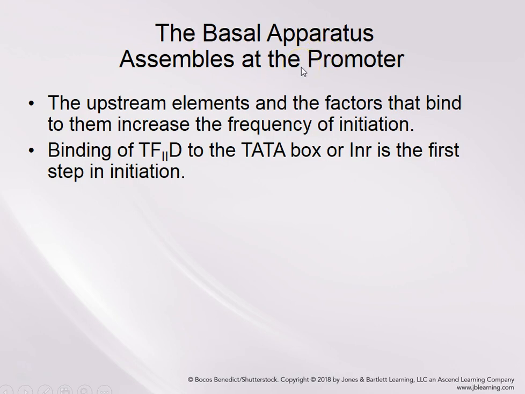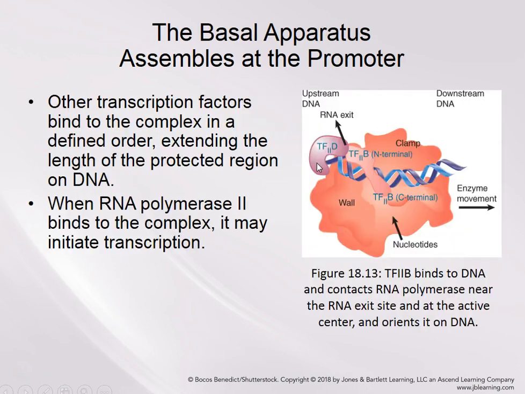So the basal apparatus, which is going to be there in all of these polymerases, is going to assemble at the promoter. It can have other transcription factors bind to the complex to allow this process. And when the polymerase is going to bind, so when it's 2D, it's going to be the Pol2, and it's going to then initiate transcription. There are other transcription factors that may bind and allow the process to start. So for example, for the RNA polymerase 2, you have the TFIIB that's going to come, and this is showing you how the shape is kind of forming and allowing the DNA to go in and then bind, and then the enzyme is going to move forward.